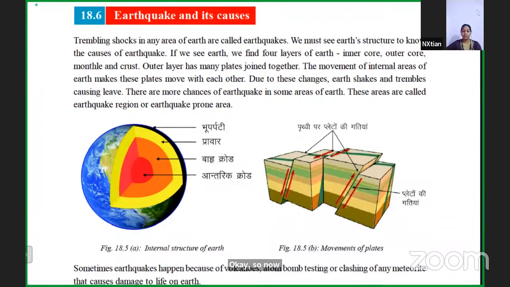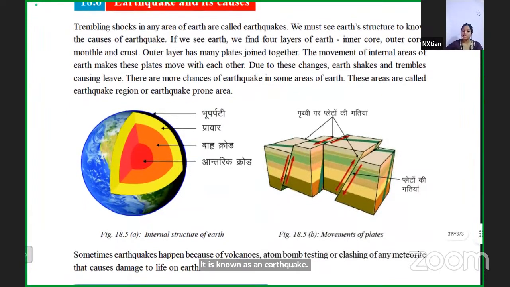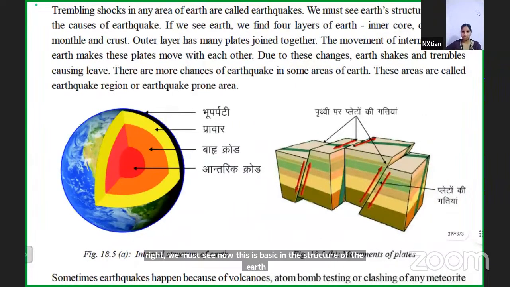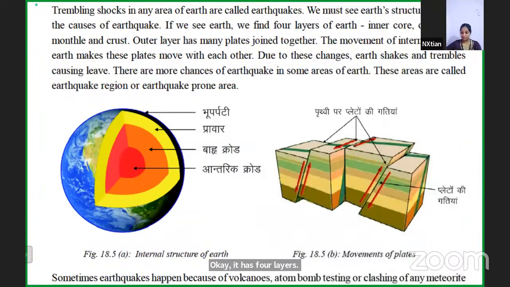What's an earthquake? Trembling shocks in any area of Earth are called earthquakes. When the Earth trembles because of the movement of the internal areas of the Earth, it is known as an earthquake. All right. This is basically the structure of the Earth. It has 4 layers: inner core, outer core, mantle, and crust.